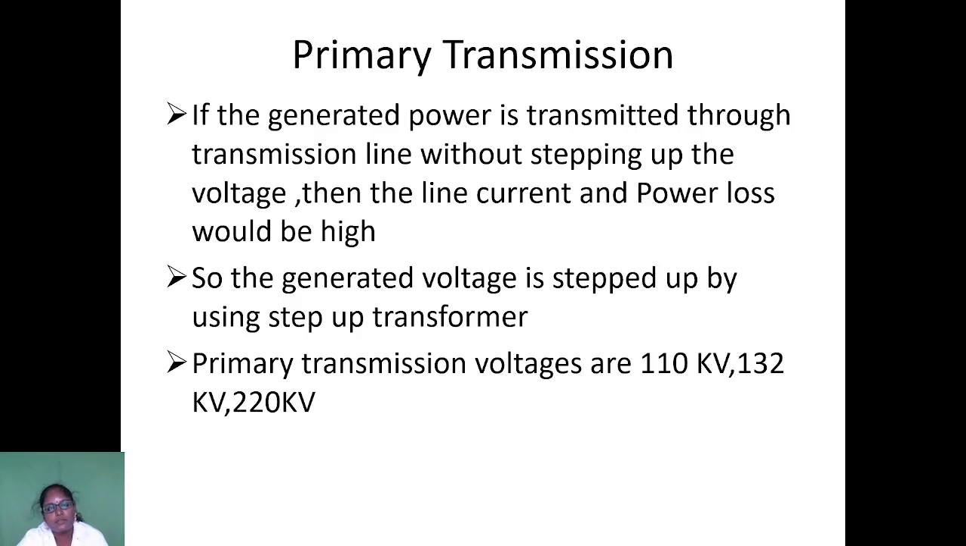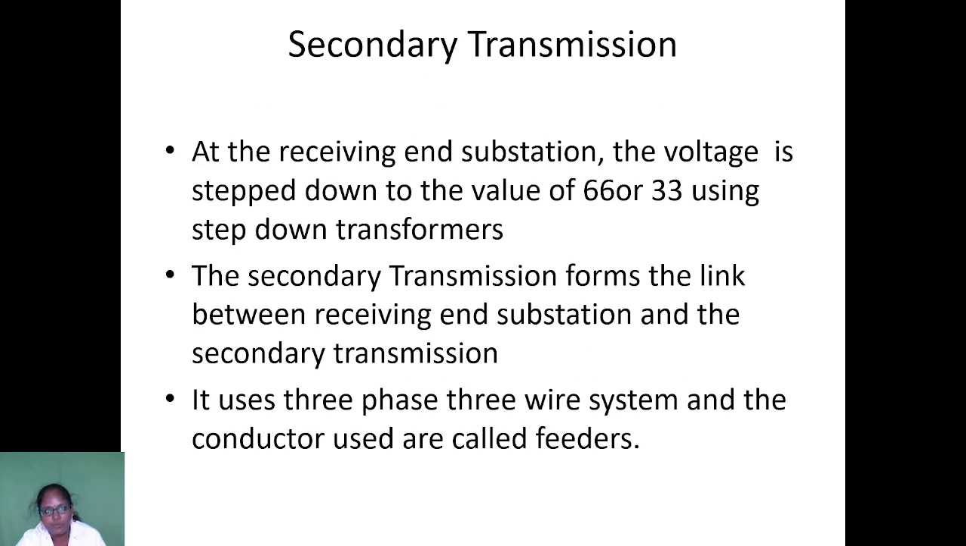So the next, second stage is secondary transmission. After primary transmission is over, the power is transmitted through the secondary transmission. At the receiving end substation, the voltage is stepped down. I previously explained that only in the primary transmission are we using the step-up transformer. In the remaining three stages we are using the step-down transformer. With the help of the step-down transformer, we reduce the power level to a value of 66 or 33 kV.